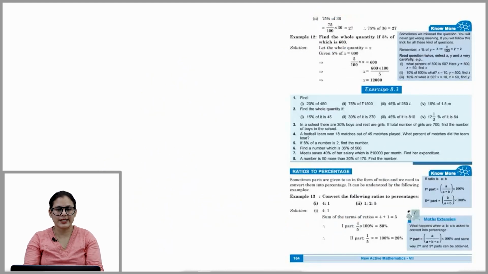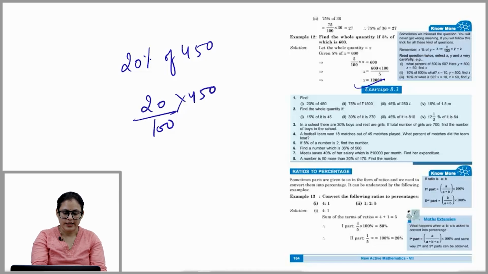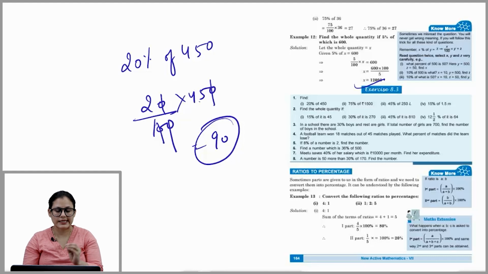Next, let's do exercise 8.3. Find 20% of 450. So 20 by 100 into 450. 0 0 goes, 0 0 goes. 45 into 2 is 90. So 20% of 450 is 90.